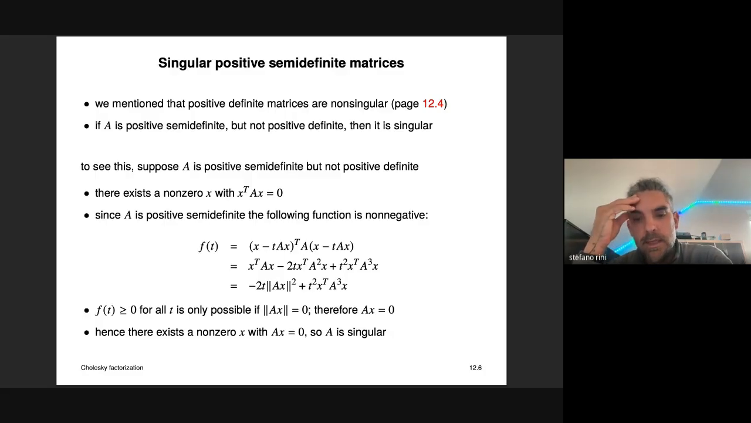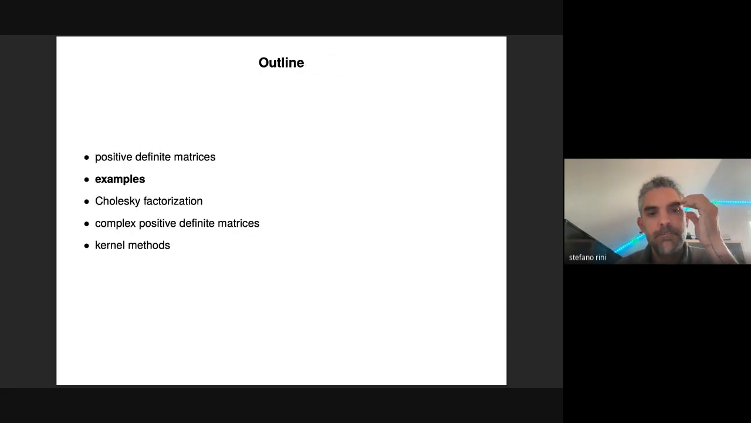Or if and only if Ax is equal to 0, so there exists a non-zero x for which Ax is equal to 0, so A is singular. Okay, very good. So let's see some examples of this.